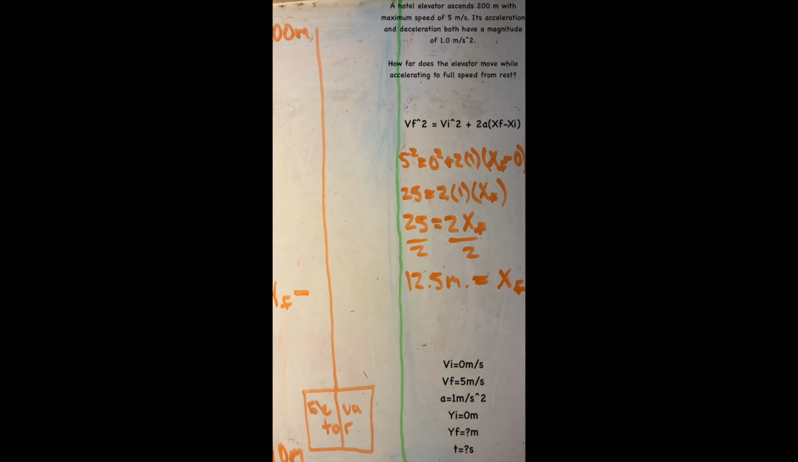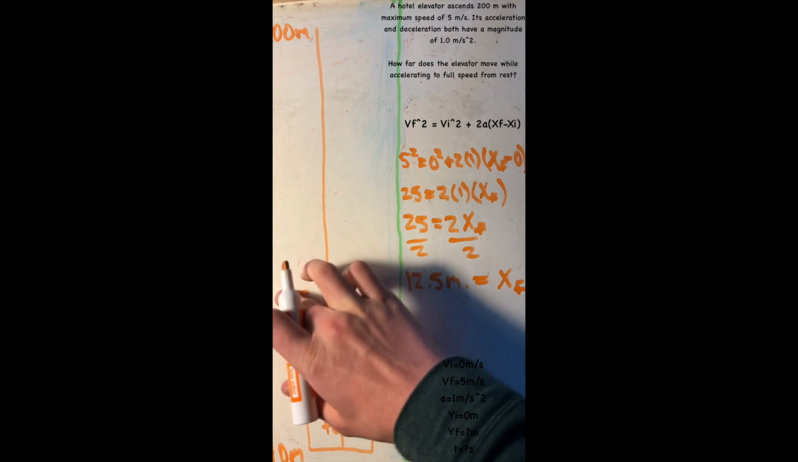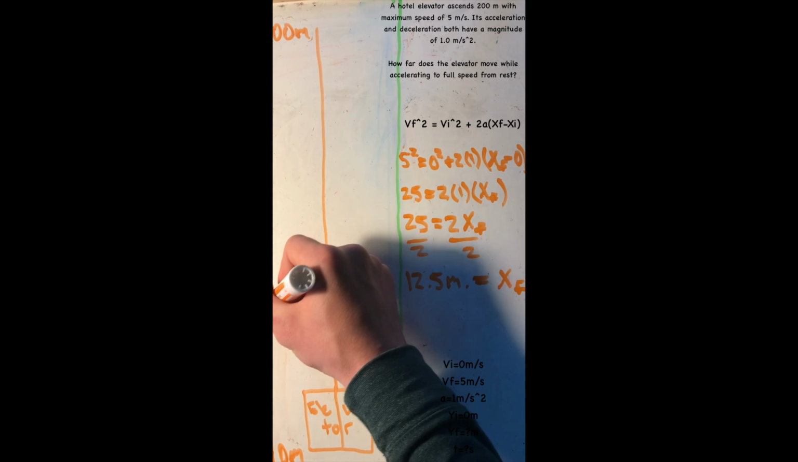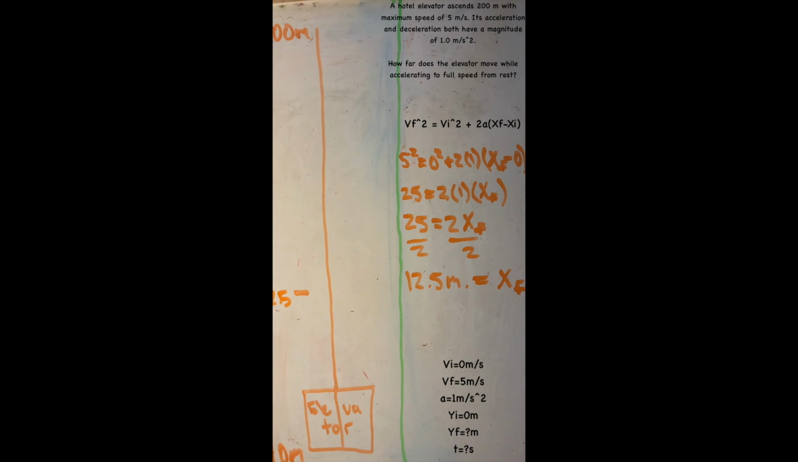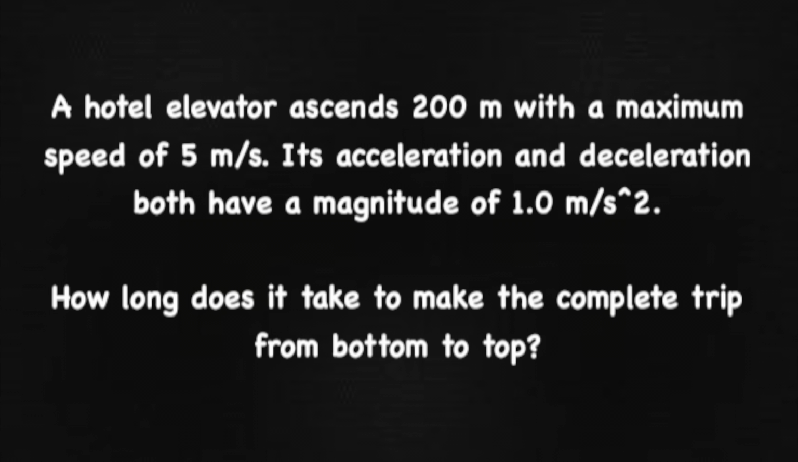So, in other words, the elevator will reach its full speed at 12.5 meters up the elevator shaft, which we can label right here, so 12.5, that's where it's going to start. Right there, start going 5 meters per second. Alright, let's move on to part 2.